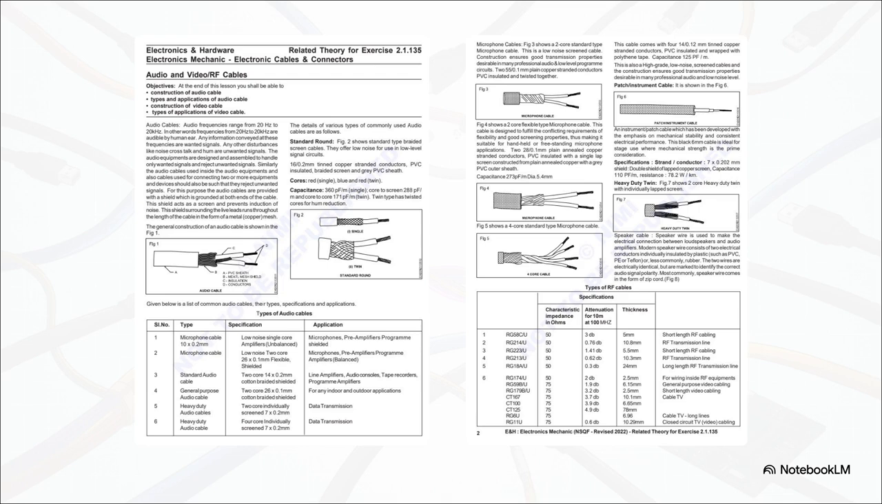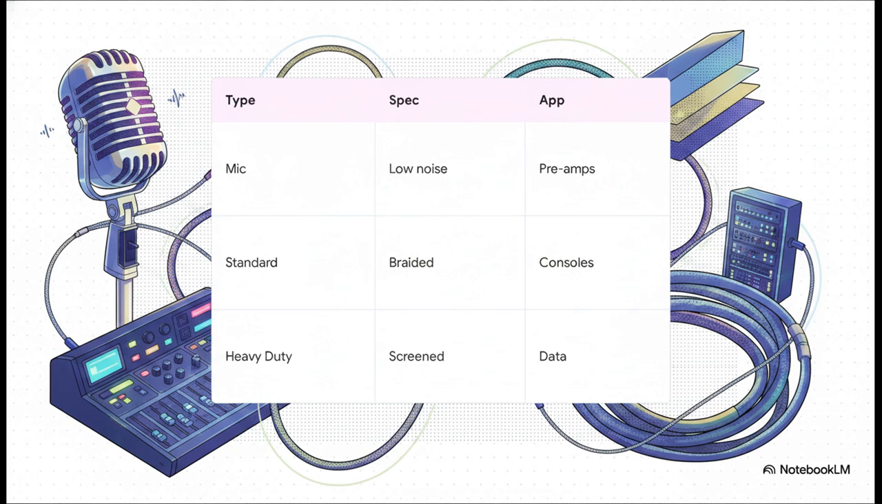It's honestly a brilliant compromise. It perfectly balances flexibility for the performer with the robust noise rejection the audio needs. It all comes down to matching the physical defense of the cable to the specific vulnerability of your signal. For microphones and preamps, you absolutely need low-noise shielded cables, period. Now, if you're wiring up line amplifiers or audio consoles, standard audio cables with cotton-braided shielding are going to be your go-to.